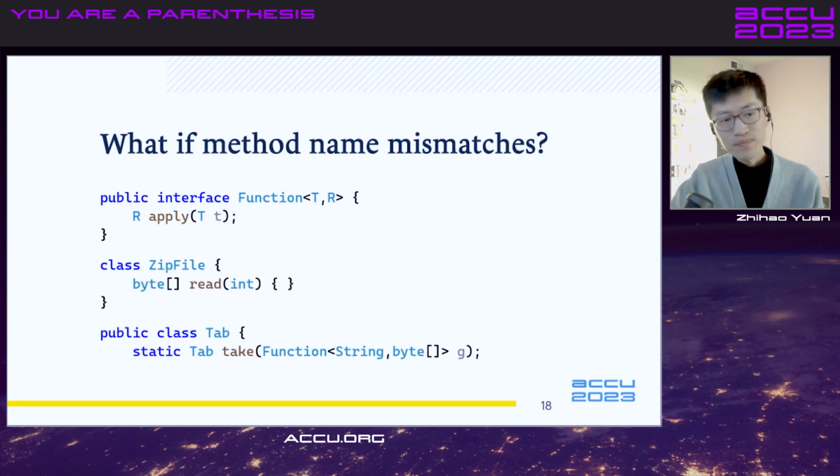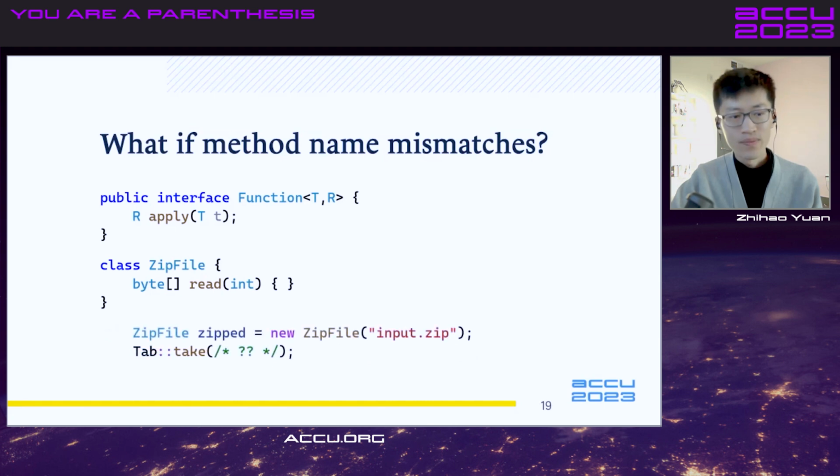In that interface, the function the caller wants to call is apply, but as my class zip file offers only read, the method name mismatches. What to do in this case? Well, very similar to what we did in the case of Python, you just say object double colon and your method name.